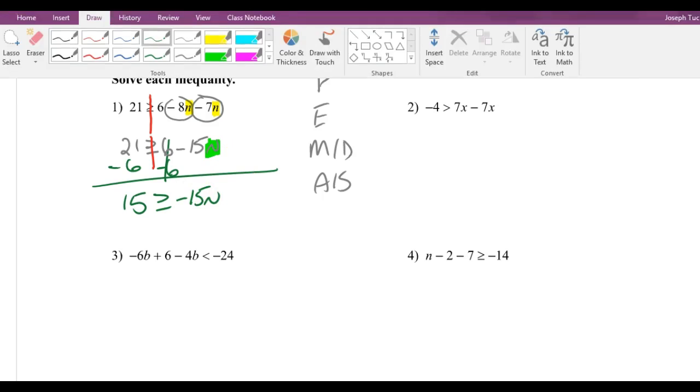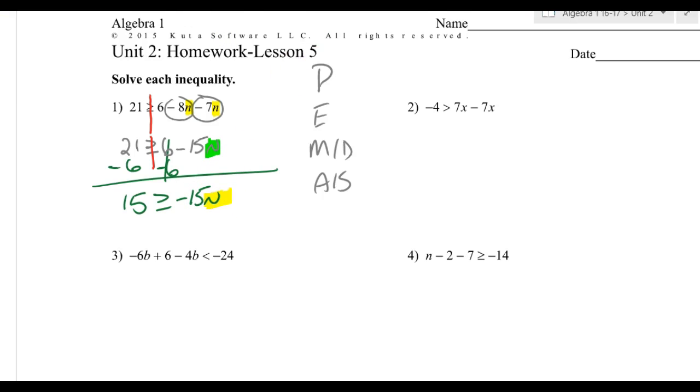So now the question is, where's my variable? Again, my variable is n. And what's going on to the variable? Currently it's being multiplied by negative 15. So the opposite of multiplication is division. Divide by negative 15, and this will go away. 15 divided by negative 15 is negative 1. Now because I divided by a negative number, my inequality sign switches.